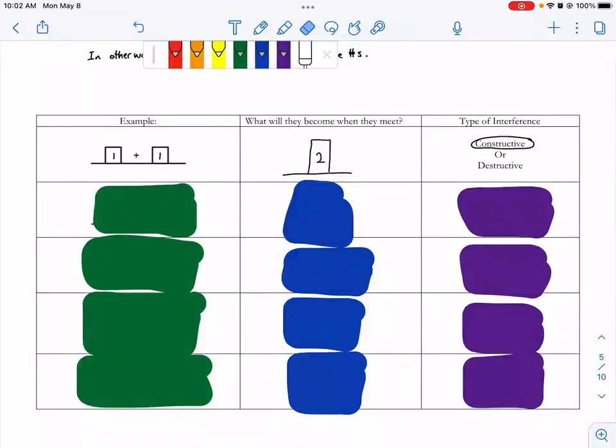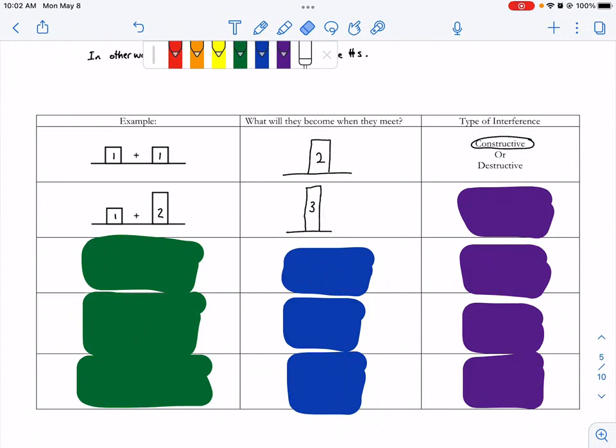So let's look at another example. So now we have a 1 plus a 2. And what is that wave going to look like when they meet? Well, that's going to be, oh, I got an extra little bulb there. We've got a 3 there. That wave is definitely bigger than the original 2 waves that we have. What is that kind of interference? If you said constructive, you are right again.